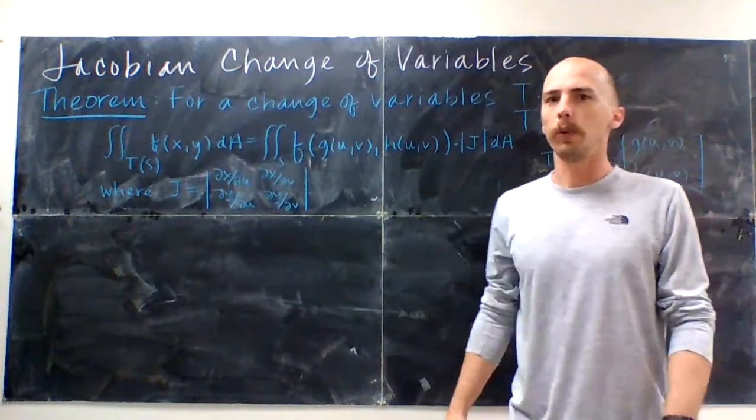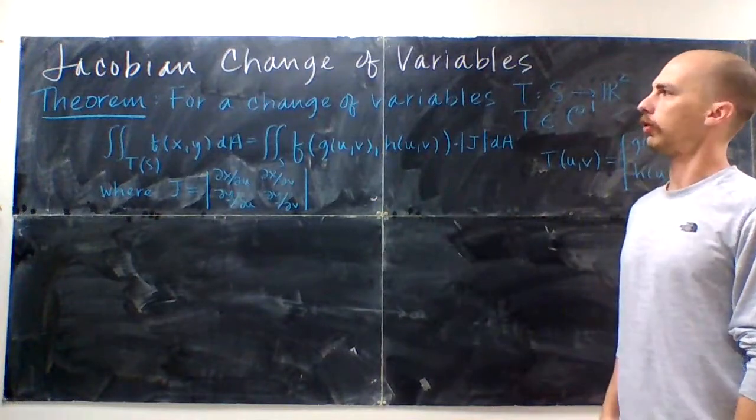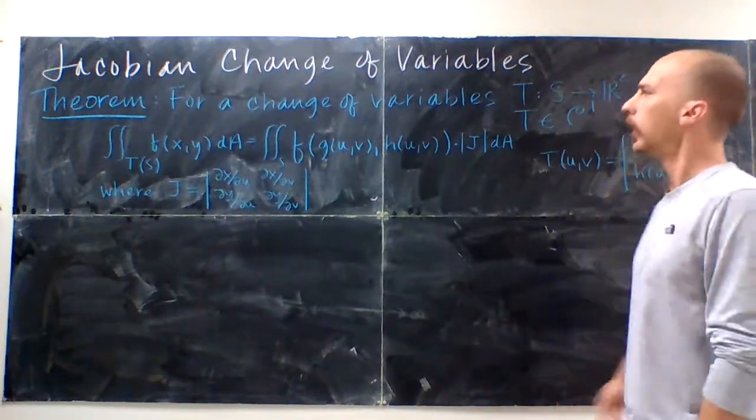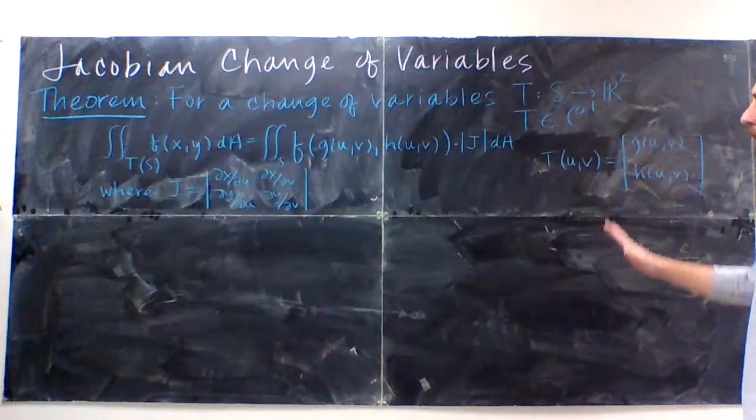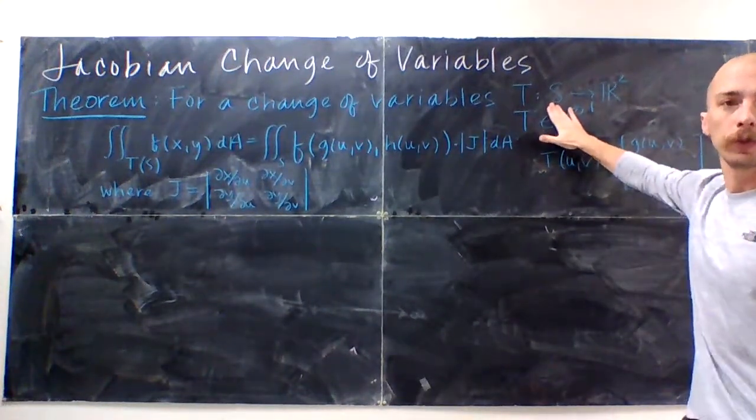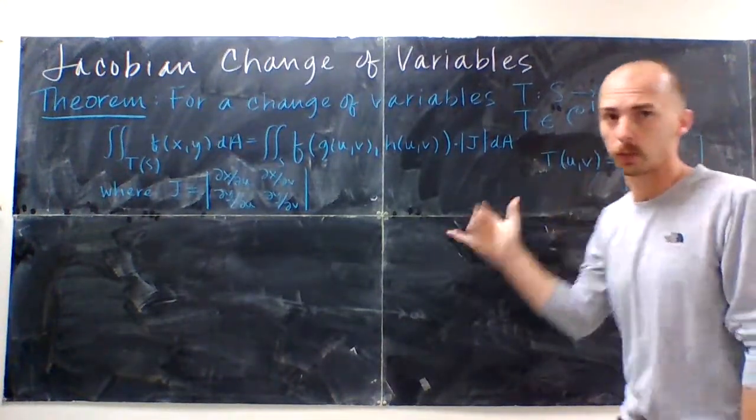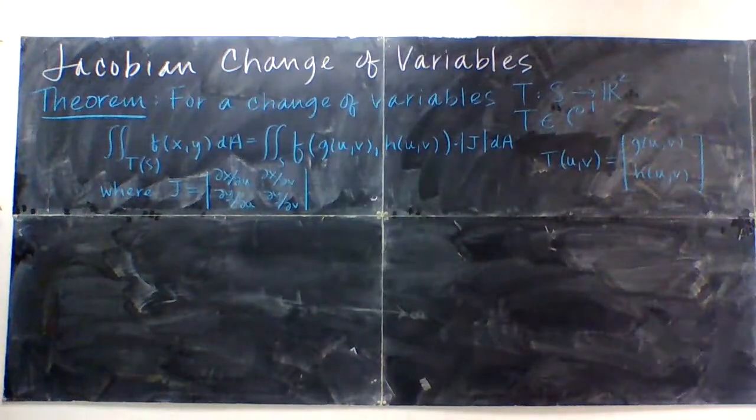All right, in this video I'm going to be proving the change of variables formula, okay? The Jacobian change of variables. Hopefully you watched the last video, and I said for a given change of variables where we're going to take in u's and v's and get back x's and y's, okay? So this is where we're going to switch from x and y to u and v.